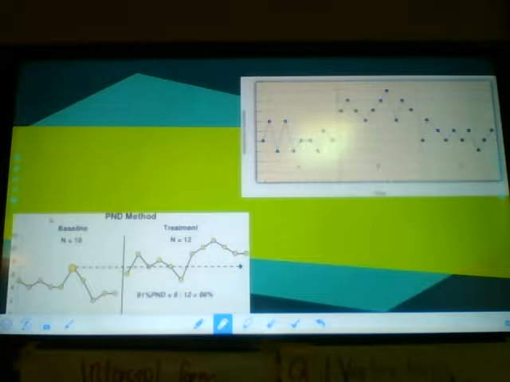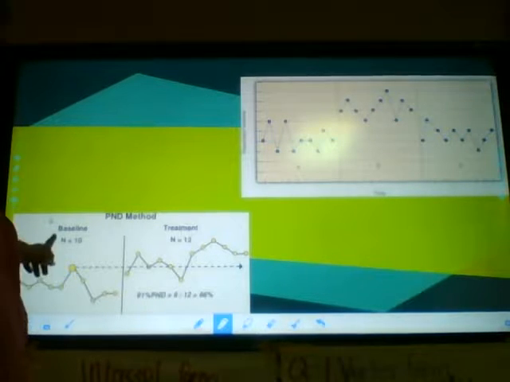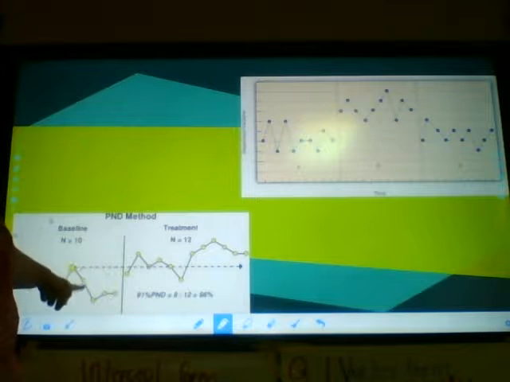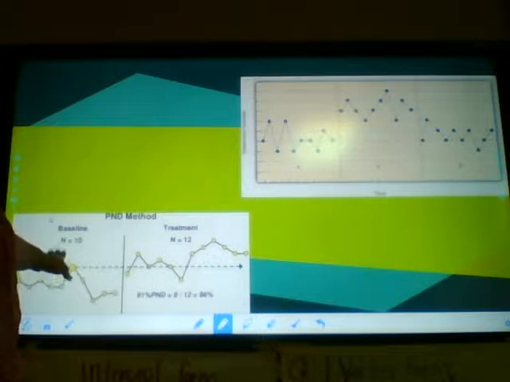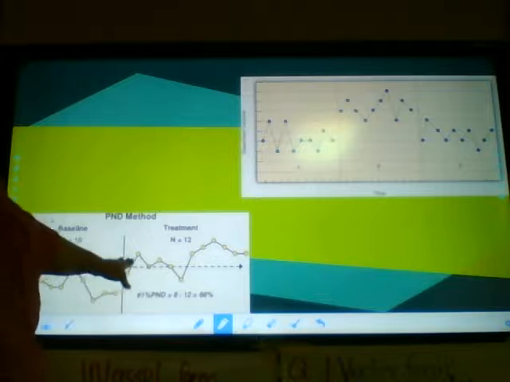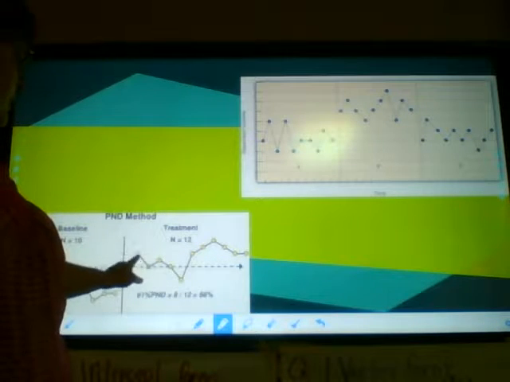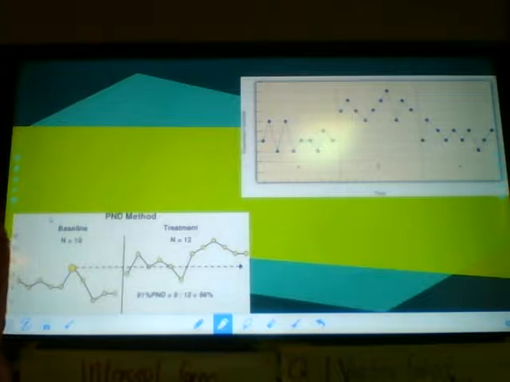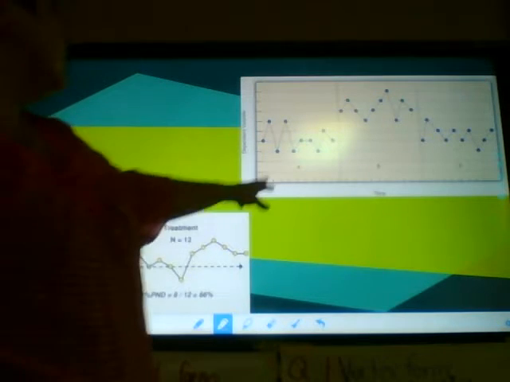These are some additional examples of charts that you might see. So here's the initial baseline behavior where the students' tally marks go up and down. They decide that the baseline is a number of 10. Then they do the treatment, and in this case it was good that the values went up above the baseline.